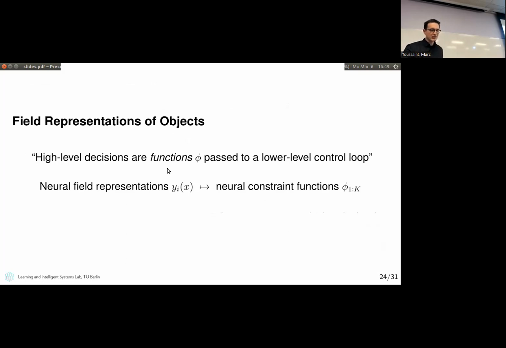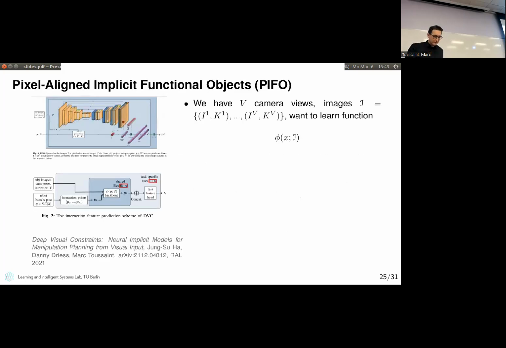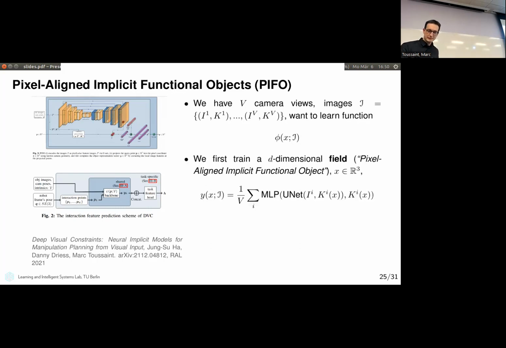So basically the high-level decisions are about passing these functions, and now we're going to implement these functions with neural networks. I'm going to be a bit quick on that one. It's similar to how other people did that. In particular, neural descriptor fields is quite similar. What's happening is we take multiple camera views, and we assume that we also have the camera calibration matrix, so we know the extrinsics and intrinsics of the camera. And we want to learn a constraint function, which is completely perception-based and indicates successful grasp or successful hanging. We're going to see that in a second.